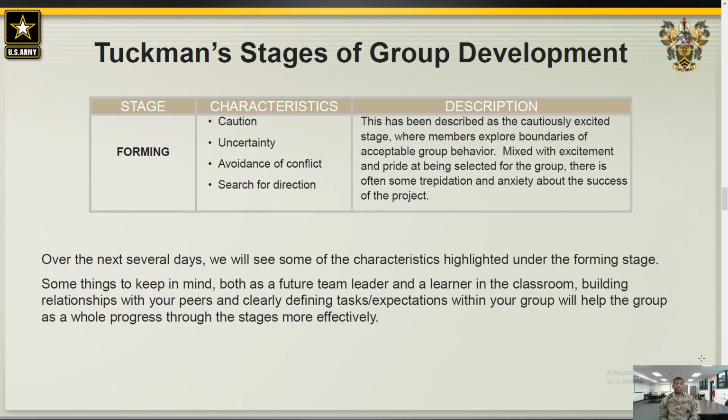The first stage we'll talk about is the forming stage. The characteristics include caution, uncertainty, avoidance of conflict, and searching for direction. You kind of want to be on your best behavior when you're in the forming stage. Imagine coming home from basic training and you're just now entering your unit. You're not really sure what to expect. You're not really sure of how the people are and what they do on a regular basis. And you're also searching for the next thing to do. What should I do next? That's what's going on in the forming stage. You're excited and anxious about being where you are and ready and eager to get involved. But you kind of want to be on your best behavior and you don't want to act too quickly.